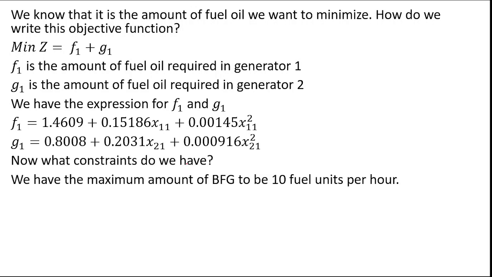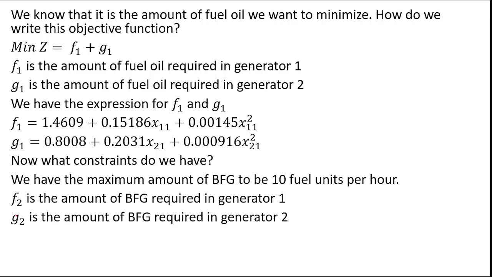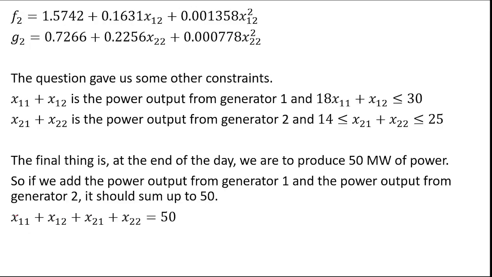Now, what constraints do we have? We're told that the maximum amount of the blast furnace gas is supposed to be 10 fuel units per hour. So F2, just like we found F1 and G1 to be for fuel oil in 1 and 2, F2 and G2 are for the blast furnace gas in 1 and 2. So F2 is the amount of BFG required in generator 1, G2 is the amount of BFG required in generator 2. So F2 plus G2 should be less than or equal to 10. The maximum available is 10. If that's what is available, you can't cross that value. So it should be from 0 to 10.